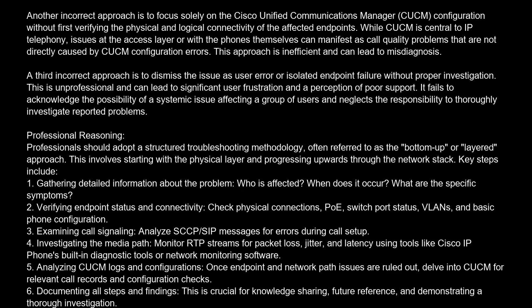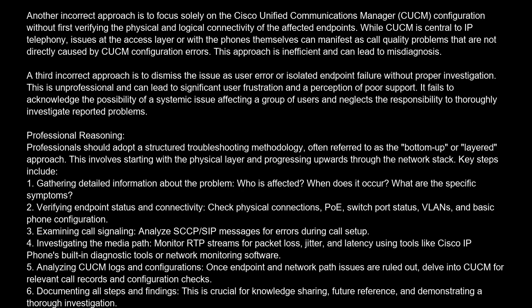Key steps include: 1. Gathering detailed information about the problem. Who is affected? When does it occur? What are the specific symptoms? 2. Verifying endpoint status and connectivity. Check physical connections, PoE, switch port status, VLAN, and basic phone configuration.